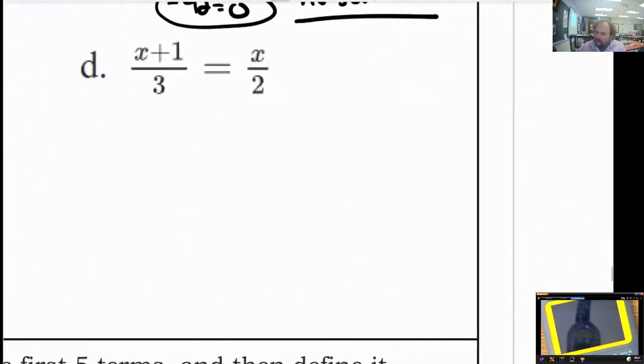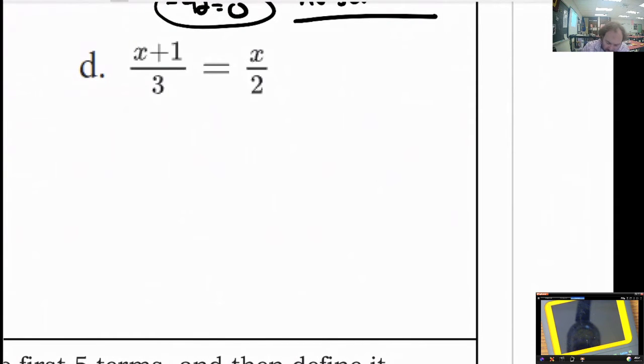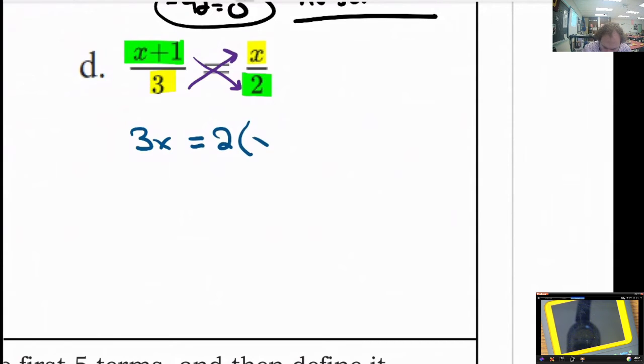And finally, we got another fraction-y kind of problem. This one is best solved by a process called cross multiplication, which is the same thing you would do normally if you just multiplied by 6 by everything if you wanted to cancel out the 3 and the 2. You'd end up getting the same answer. Cross multiplication works like this. We're going to take 3 and multiply it by x to get 3x. And we're going to take 2 and multiply it by the quantity x plus 1 to get 2 times x plus 1.